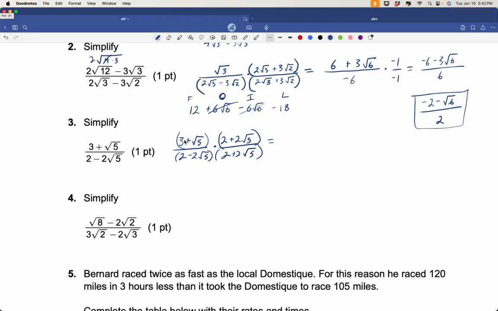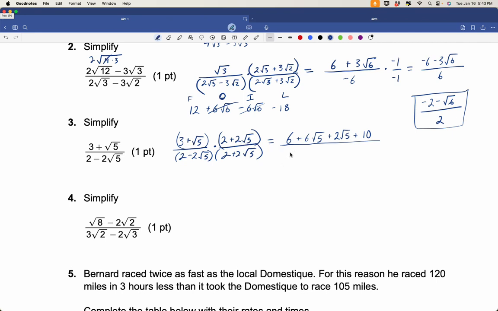All right, so first, 3 times 2 is going to be 6. 3 times 2 times square root of 5 is going to be positive 6 times square root of 5. Square root of 5 times 2 is going to be a positive 2 times the square root of 5. And square root of 5 times 2 times square root of 5 is going to be 10. Because these two would make 5 times 2 is 10. So there is everything from the FOIL, F-O-I-L, from the first two binomials.